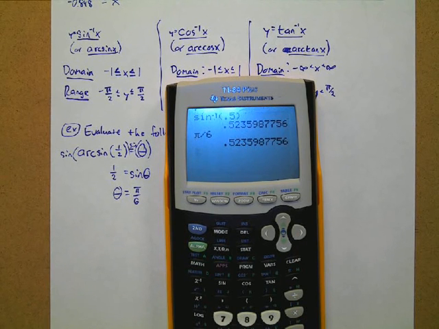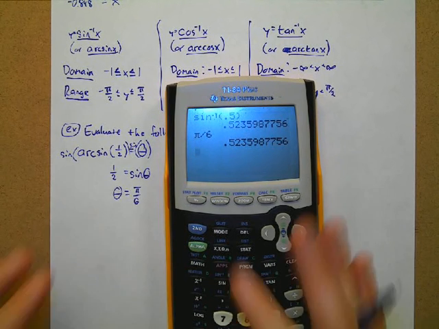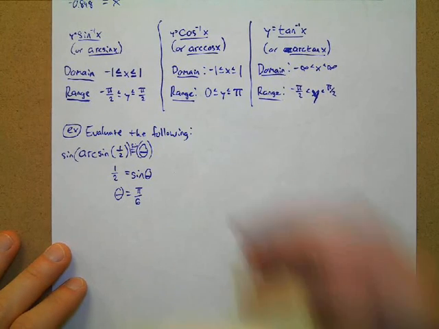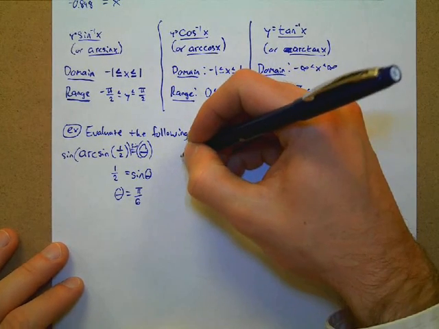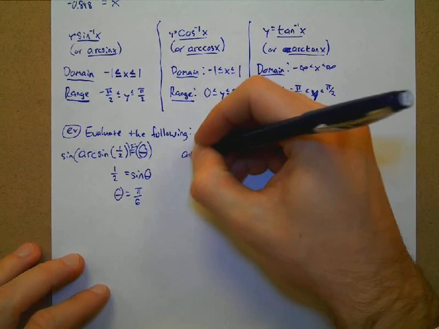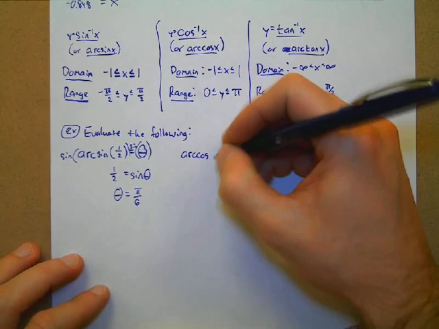Any questions on that? We can try another one, just to get the hang of this more. Let's do arccosine of 0. Arccosine of 0.